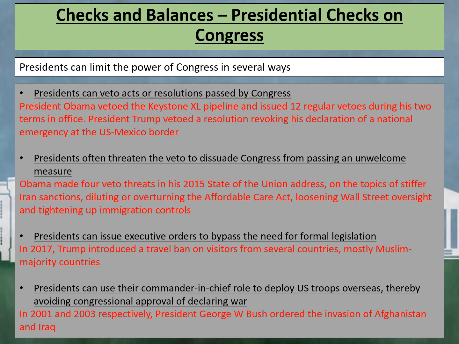Presidents can issue executive orders to bypass the need for formal legislation. In 2017, Trump introduced a travel ban on visitors from several countries, most Muslim-majority countries. Presidents can use their commander-in-chief role to deploy US troops overseas, thereby avoiding congressional approval of declaring war. In 2001 and 2003, respectively, President George W. Bush ordered the invasion of Afghanistan and Iraq.